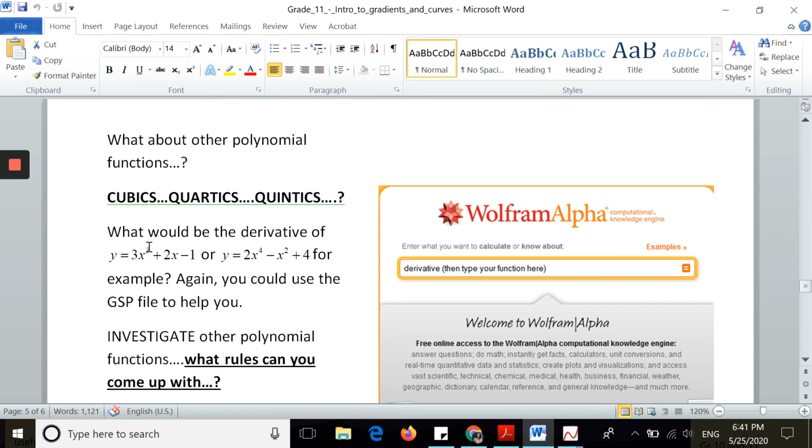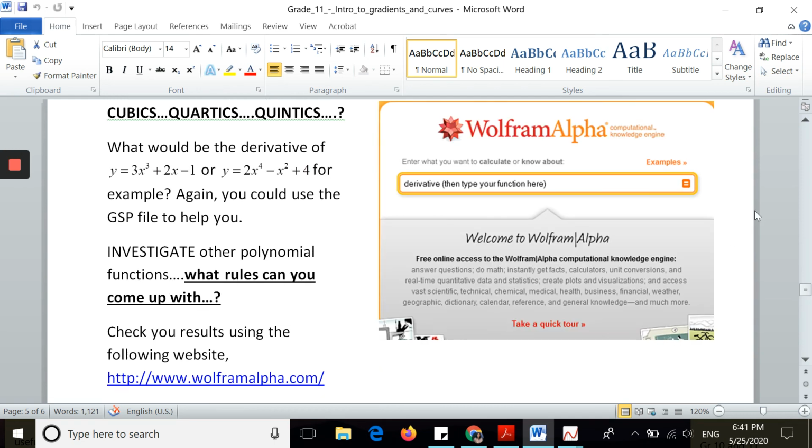Similarly, you can explore other cubic, quartic, and quintic functions. When the degree is 3, what will happen? When the degree is 4, what will happen? And when the degree is 5? That is what I would like you to explore using this program, which is called Wolfram Alpha. You can write down derivative of y is equal to 3x cubed plus 2x minus 1. Please give it a try and find out what the derivative of y is equal to 3x cubed plus 2x minus 1 is.